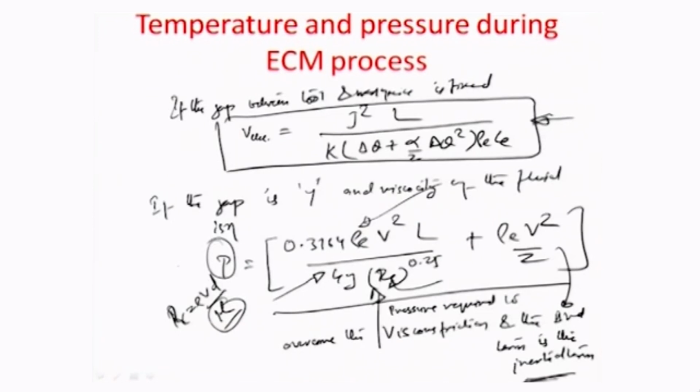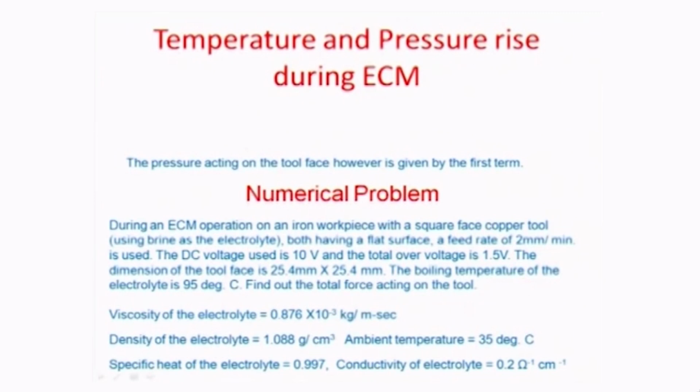So, let us now try to solve a numerical problem. During an ECM operation on an iron workpiece with a square face copper tool, you are using salt water solution or brine as the electrolyte, both having a flat surface to begin with and a feed rate of about 2 millimeters per minute. The DC voltage that is used is about 10 volts and the total overvoltage is about 1.5 volts.